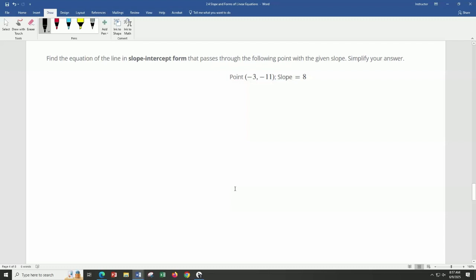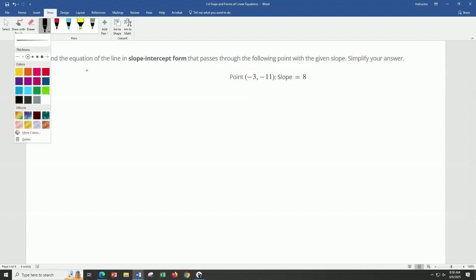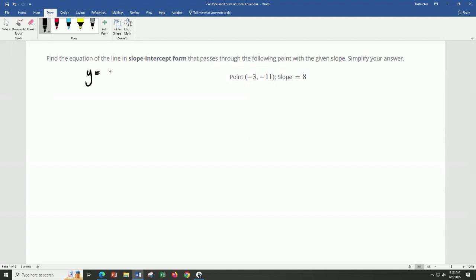Find the equation of the line in slope-intercept form. Read your question carefully: it passes through the following point with the given slope. Simplify your answer. Slope-intercept form is what? y equals mx plus b. You probably said it so much now that you've got it memorized, hopefully. Is my point a y-intercept?